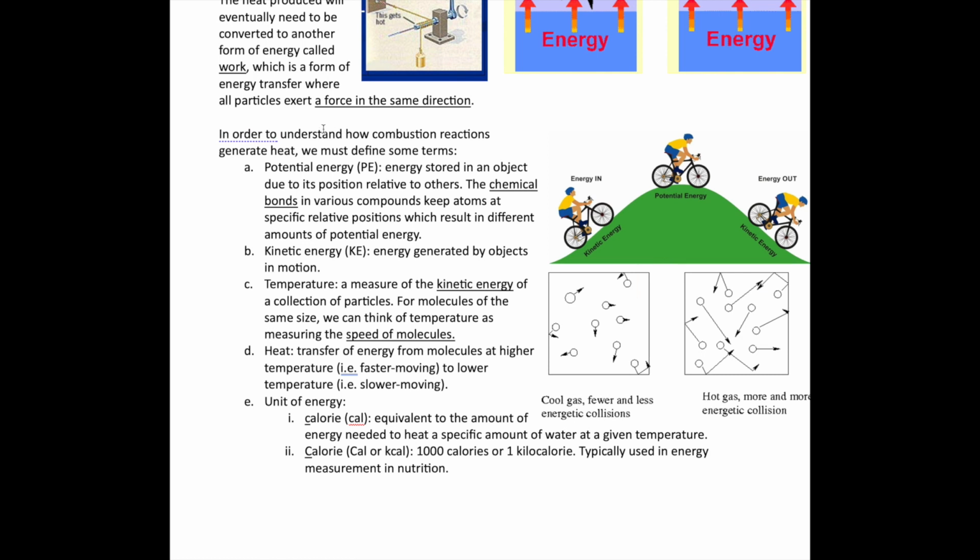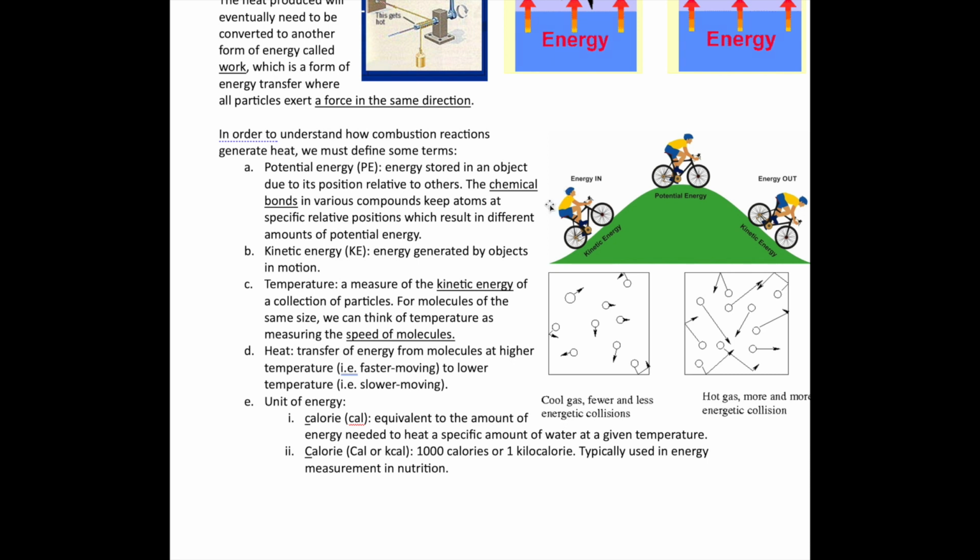To further understand how combustion reactions generate heat, we have to define some terms here. There are two forms of energy that are present in every object: potential and kinetic. Potential energy is energy that's stored in that object due to its position relative to others.